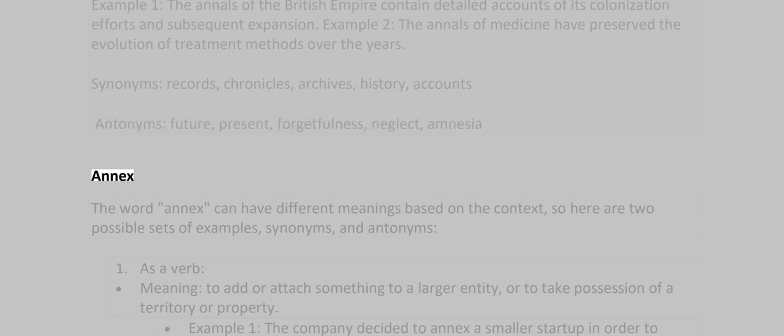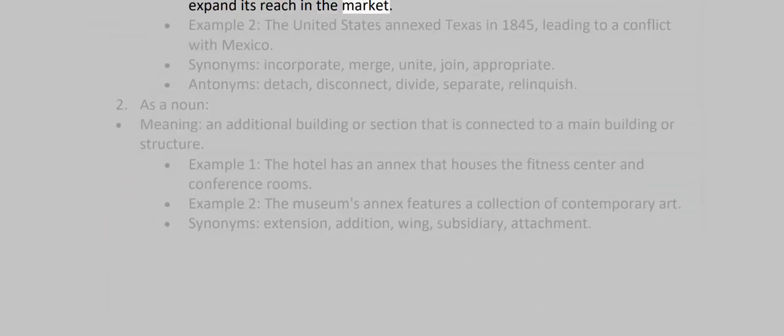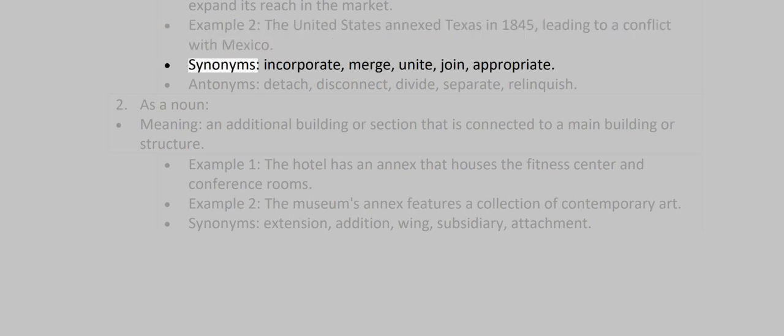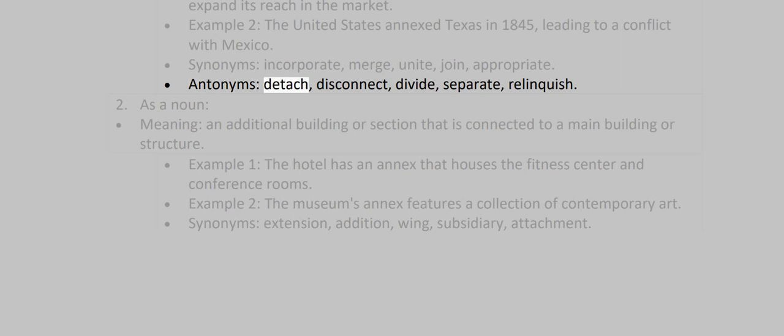Annex. The word annex can have different meanings based on the context, so here are two possible sets of examples, synonyms and antonyms. 1. As a verb, meaning: to add or attach something to a larger entity, or to take possession of a territory or property. Example 1: The company decided to annex a smaller startup in order to expand its reach in the market. Example 2: The United States annexed Texas in 1845, leading to a conflict with Mexico. Synonyms: incorporate, merge, unite, join, appropriate. Antonyms: detach, disconnect, divide, separate, relinquish.